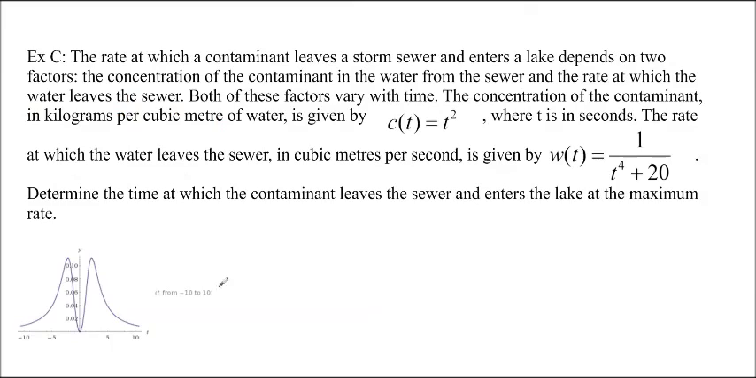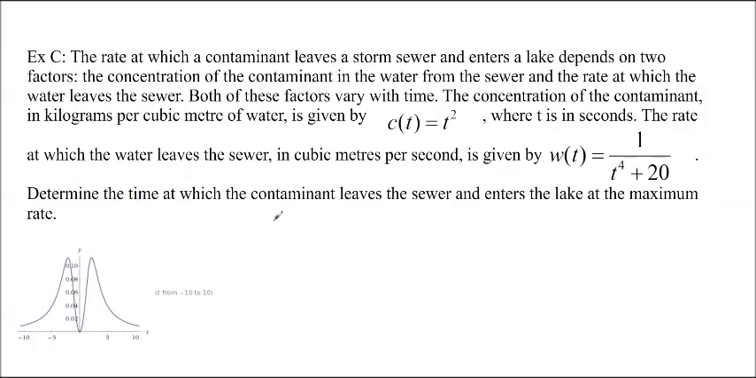Alright, one more. The rate at which a contaminant leaves a storm sewer and enters a lake depends on two factors: the concentration of the contaminant in the water from the sewer and the rate at which the water leaves the sewer. Both of these factors vary with time. The concentration of the contaminant in kilograms per cubic meter of water is given by C of t equals t squared, where t is in seconds. The rate at which the water leaves the sewer in cubic meters per second is given by W of t equals 1 over t to the 4 plus 20. Determine the time at which the contaminant leaves the sewer and enters the lake at the maximum rate.